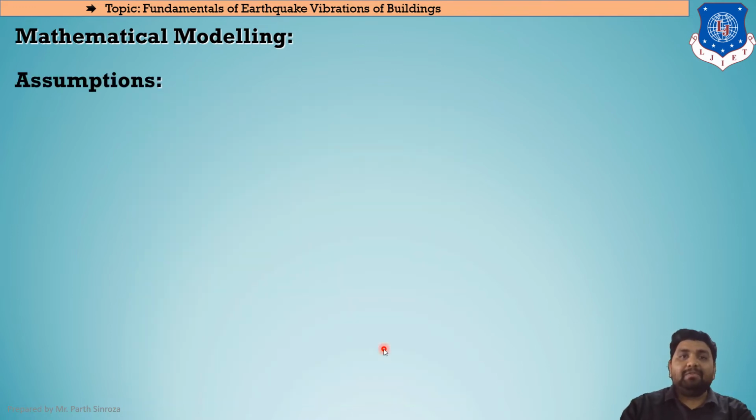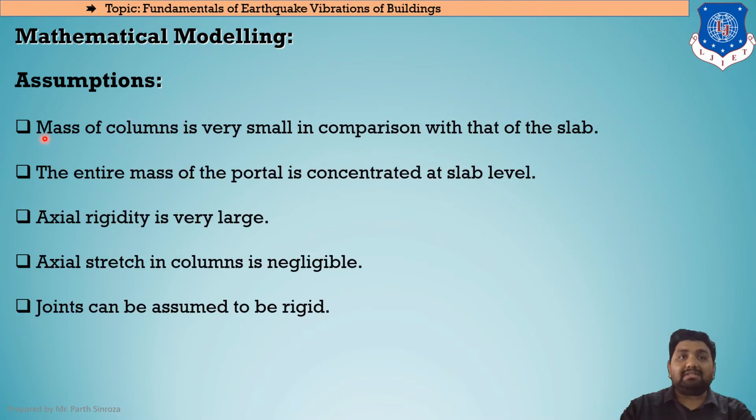Okay? So now moving on, first, what are the assumptions that we need to remember while solving the mathematical modeling of any structure? So there are few assumptions that we will be discussing. The first is mass of columns is very small in comparison to that of slab. We are assuming the EI, that is flexural rigidity of beam or slab, to be infinite.